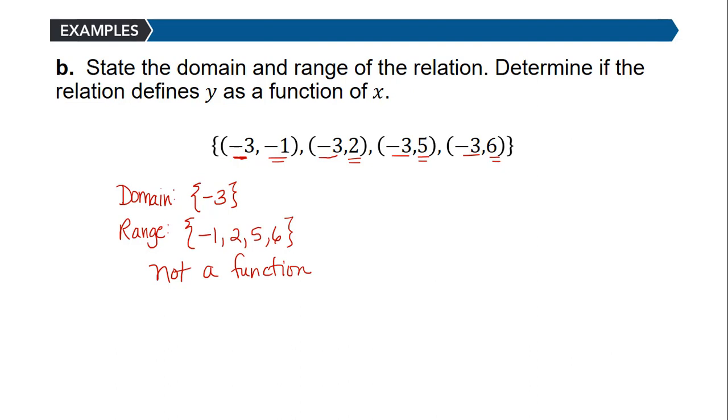And again, I can see this visually if I put these values in 2 columns. So the domain of -3 is in one column. And then to the right, I'm going to put a column of all my y values, -1, 2, 5, and 6. And I'm going to draw a line between every correspondence. So -3 corresponds to -1, -3 corresponds to 2, -3 corresponds to 5, -3 corresponds to 6. And so I can see that this input value corresponds to more than one output value, so it is not a function.